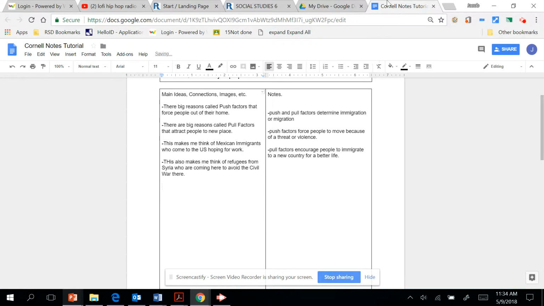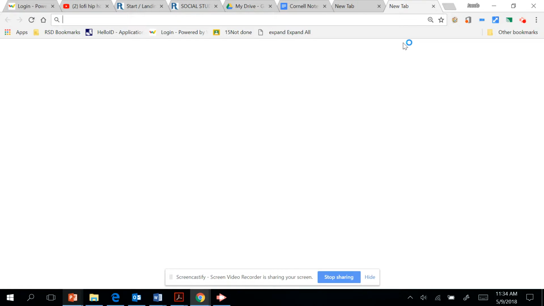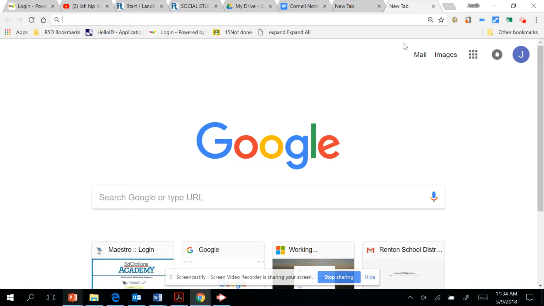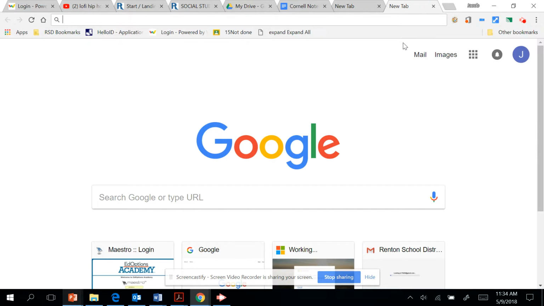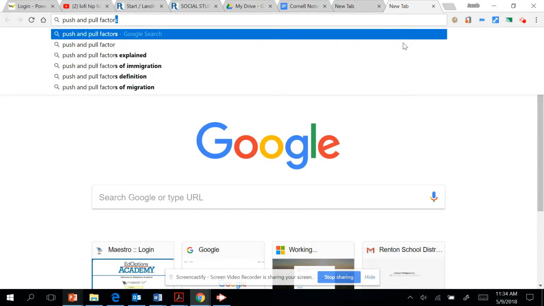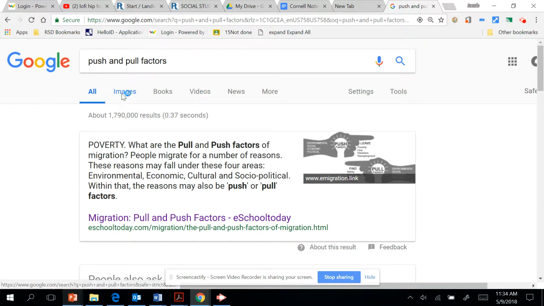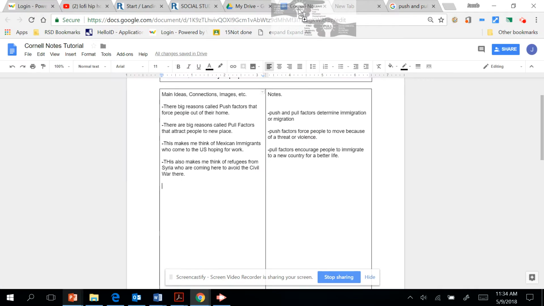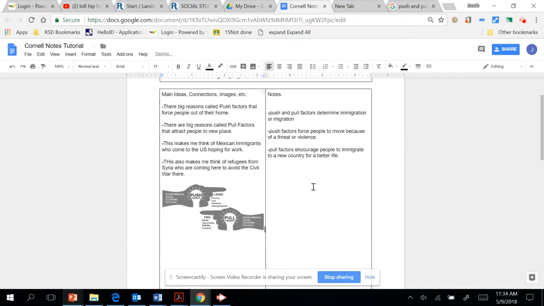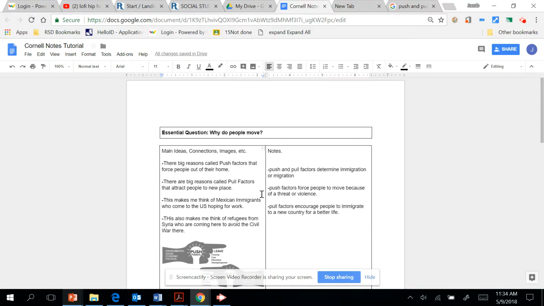If I wanted to, I could put an image or draw an image here. So I might say movement of people, or maybe, even better, push and pull factors. See if there's an image that works for me. I actually like this one. That's good. First one, great. So I can put that there. And now I have some information to help me get started. I have these notes that help me answer why do people move, and I've been able to summarize that and put it in my own words.